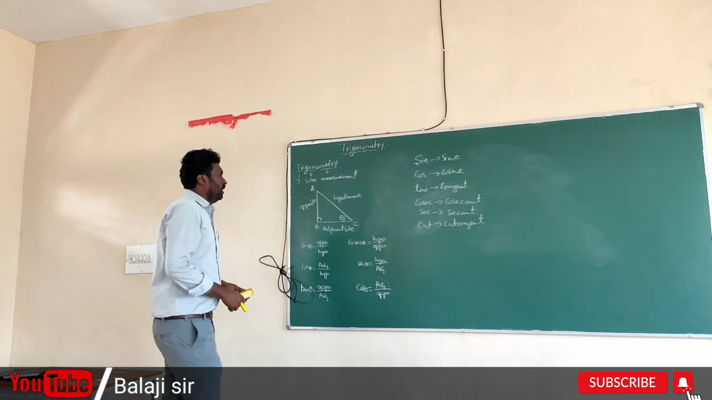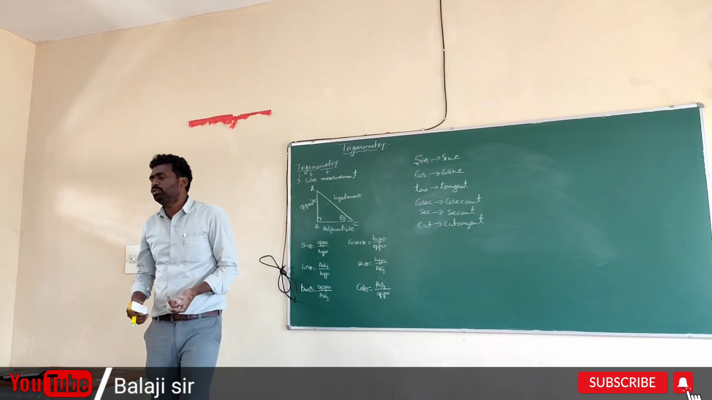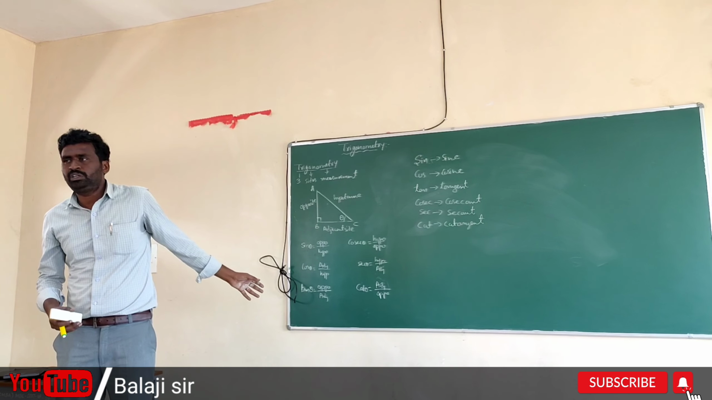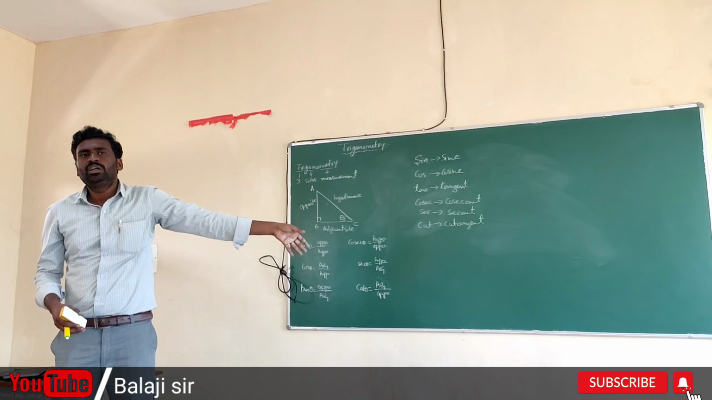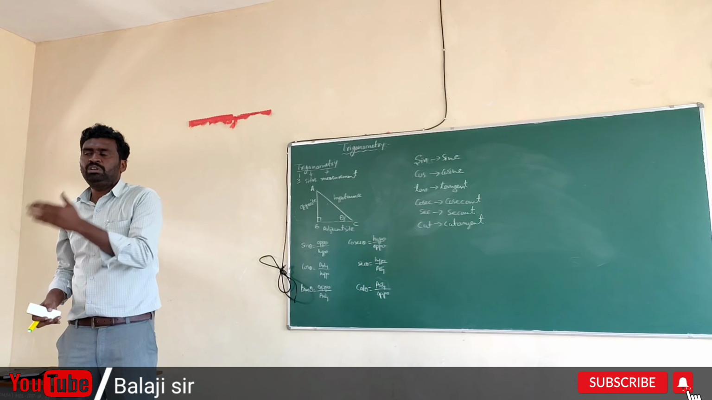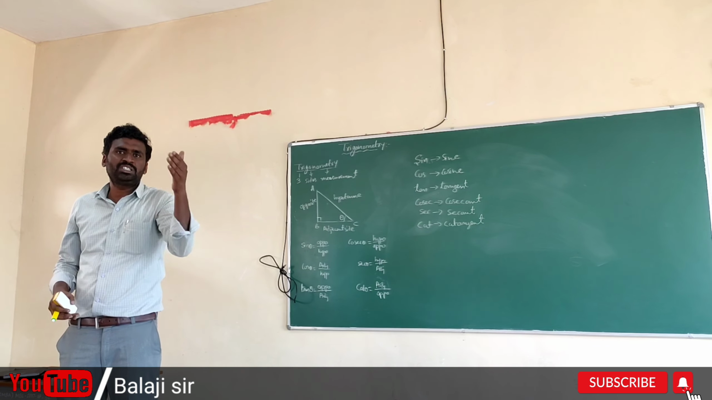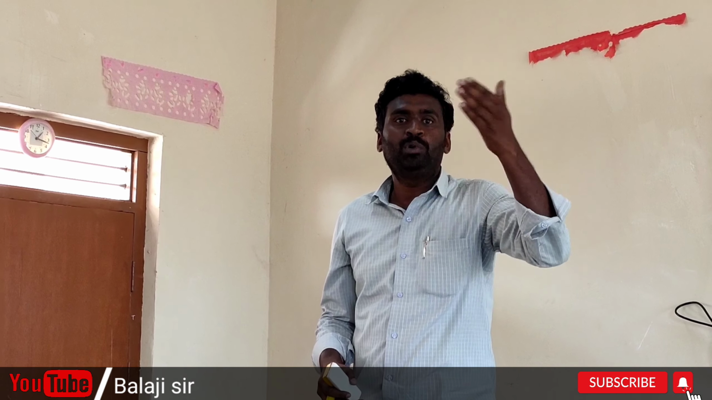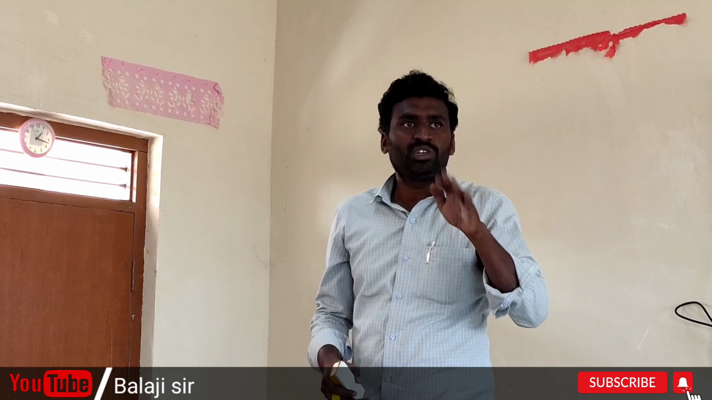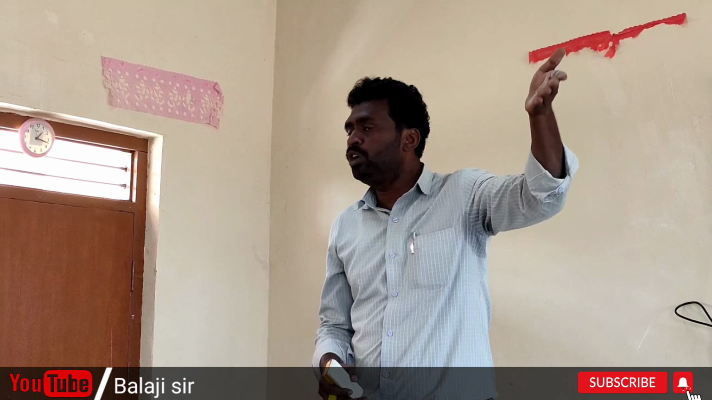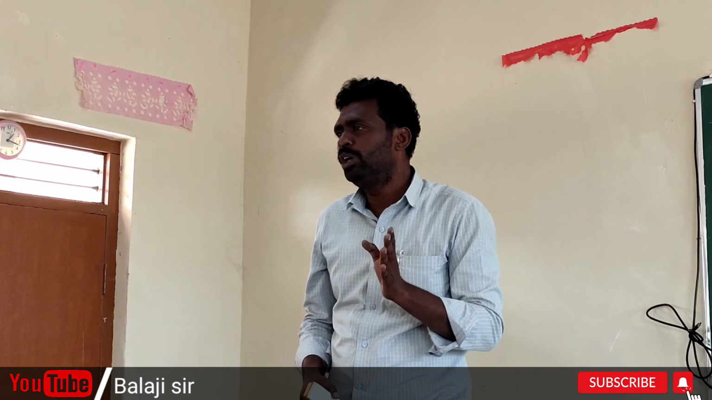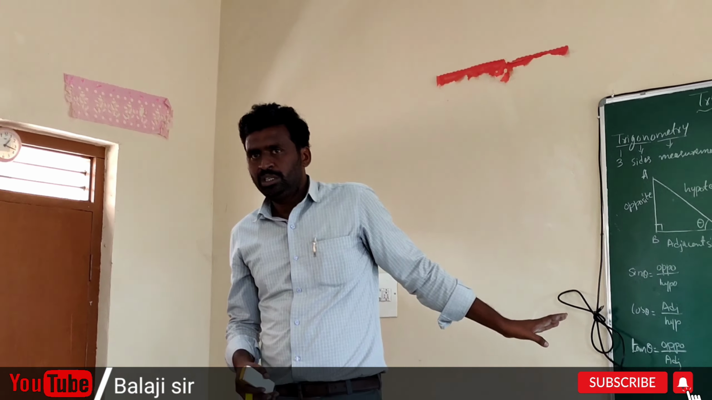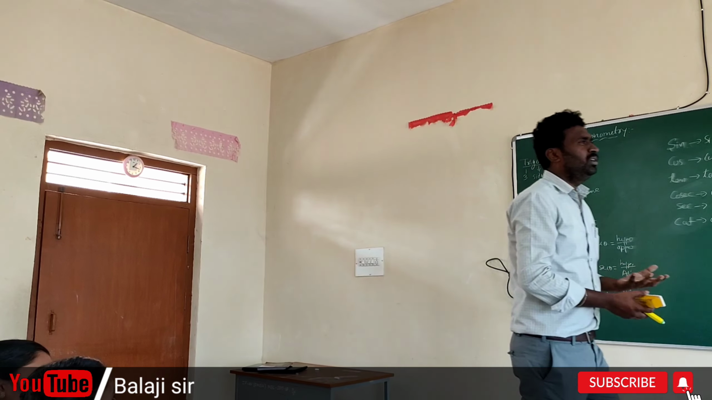Here, what we have to remember is the definitions of the different ratios. Sine means opposite by hypotenuse, cos means adjacent by hypotenuse, tan means opposite by adjacent, cot means adjacent by opposite, sec means hypotenuse by adjacent, and cosec means hypotenuse by opposite. It should be in your brain. I will give you until tomorrow. This has to be by heart.